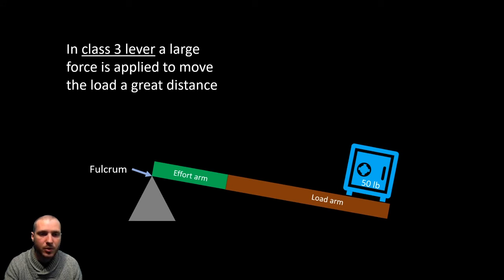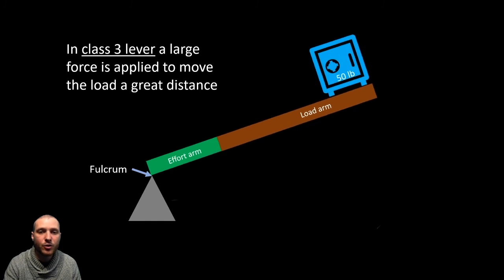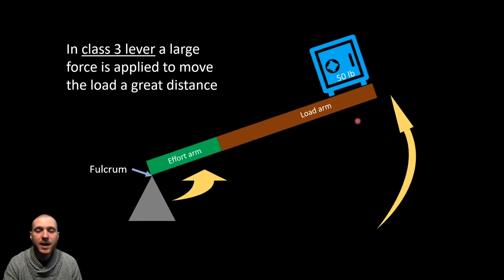So what's going to happen, we're going to put a lot of effort on this effort arm, and we're going to be able to move that load a great distance, but it's not going to be easy to do. It's going to use a lot of energy, so we're sacrificing strength for speed and distance. And that's important for organisms like us. We don't need to be super strong, we just need to be able to move quickly. So the ability for our arms and legs to move is better than the ability to lift very heavy objects.